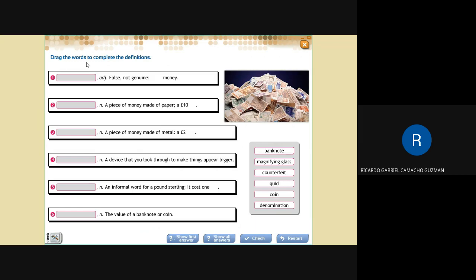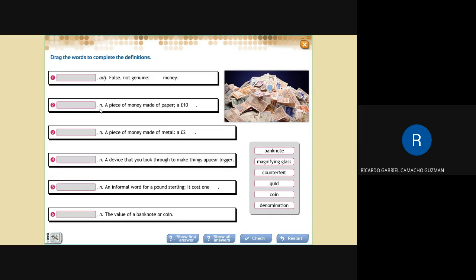All right. So we are going to drag the words to complete the definitions, and we are going to identify how to check these words in a dictionary. The first thing that you need to know is that every time you look into a dictionary, you're going to find these kinds of letters at the very beginning of each word, and that means the kind of word it is. If you have this combination, it means that it's an adjective. Remember that an adjective is a word that describes a person, a thing, or whatever.